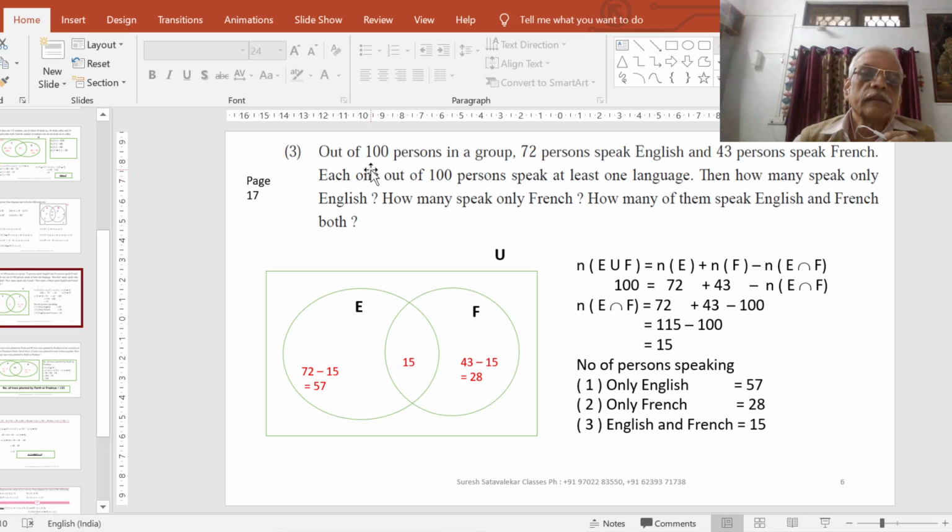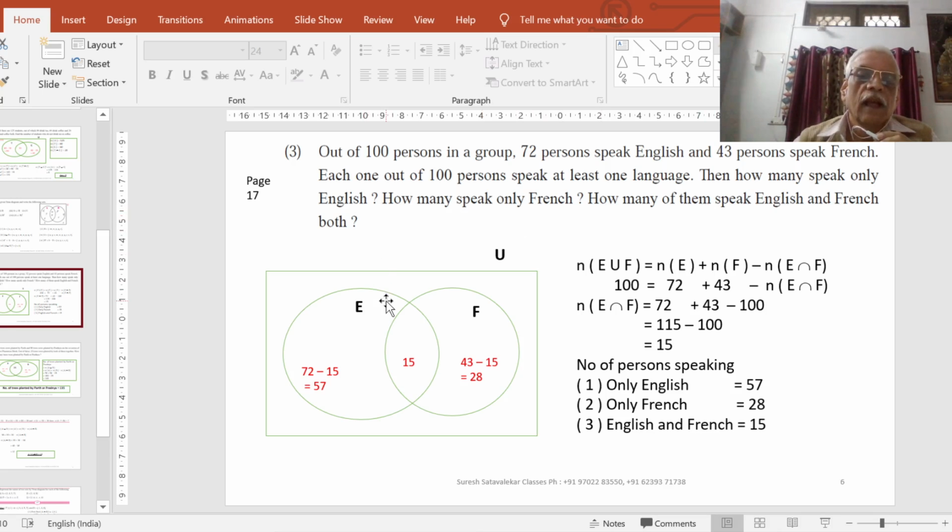Then, out of 100 persons in a group, 72 persons speak English, 43 persons speak French. Each one out of 100 persons speaks at least one language. Then how many speak only English? How many speak only French? How many of them speak English and French?